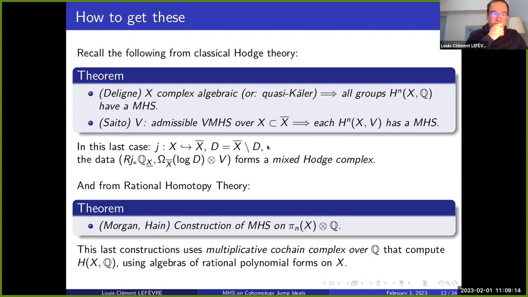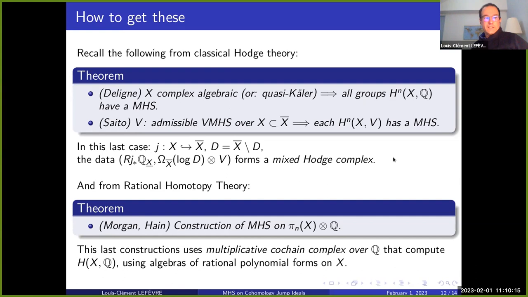Then for constructing mixed structures, you have this complex Rj lower star Q. It's a complex defined over Q. And you take the differential forms on X bar with logarithmic poles along the divisor D, with twisted coefficients in, actually not V, but the canonical extension as a vector bundle of V over X bar. And this forms what's called a Deligne mixed Hodge complex, that is, there are filtrations. The Hodge filtration exists on the part over C, and it's not so difficult to construct. And there's a weight filtration that is more difficult to construct, such that the spectral sequence for the weight filtration computes the weight graded parts of the mixed structure, and this puts mixed structures on cohomology.